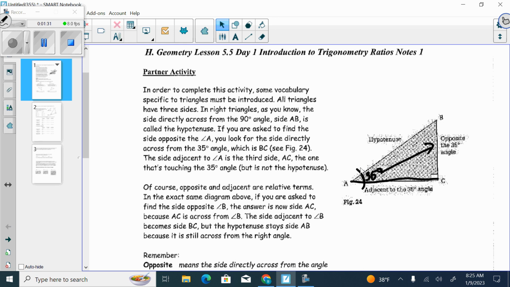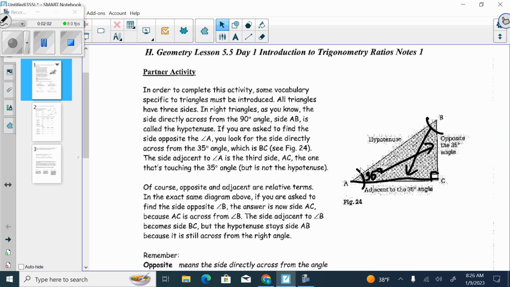All right? Of course, opposite and adjacent are just relative terms, like I was saying. It depends on what angle you're looking at. So in this exact same picture, if you were asked to find the side opposite of angle B, if I'm looking at angle B, now AC is the opposite side, right? And BC is the adjacent side. But your hypotenuse will not change, right? The hypotenuse is always the one directly across from that 90-degree angle.